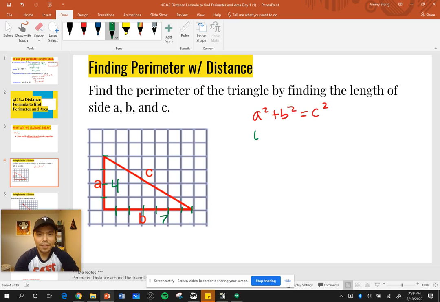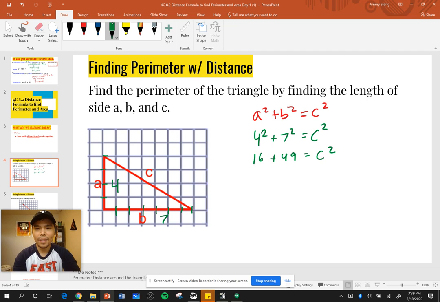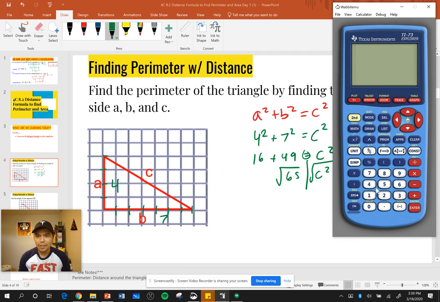So you have your A, which is 4 squared, your B is 7 squared, and that's equal to what we're trying to find, all right? Simplify that, you get 16 plus 49, and that's equal to C squared. Okay, bring those together, 16 plus 49 is 65, right? So 65 is equal to C squared. Remember, the last thing I've got to do is square root both of those sides, okay?